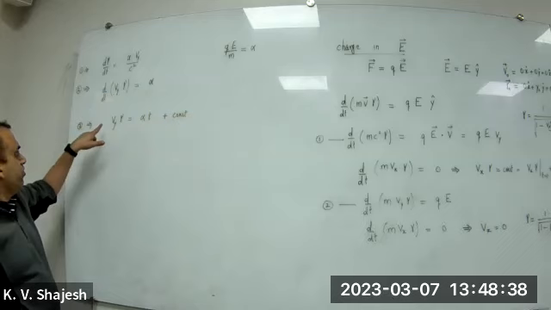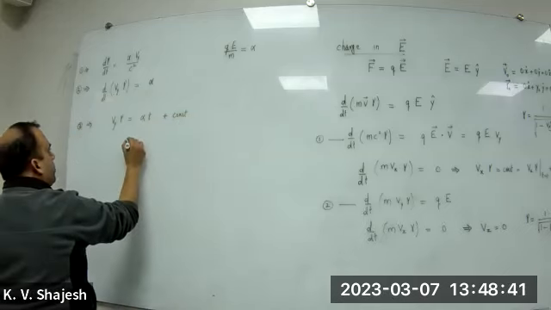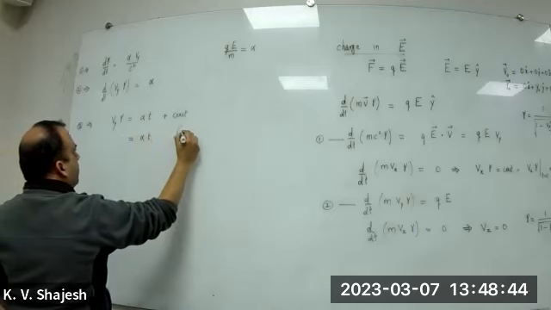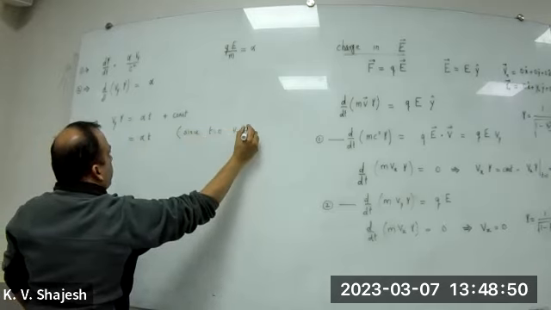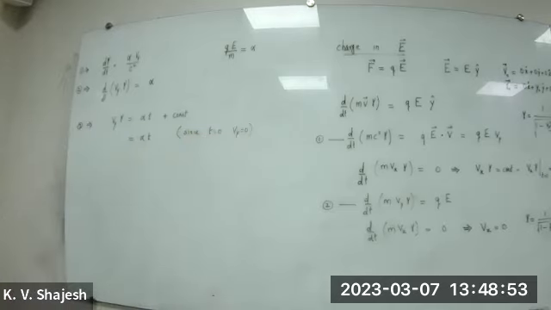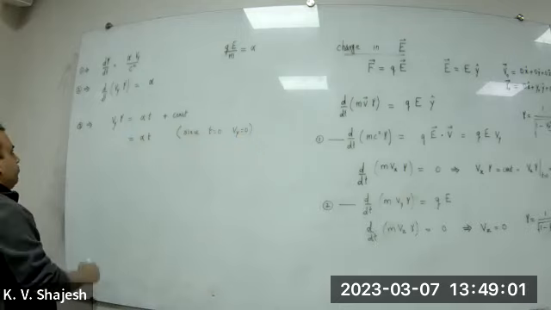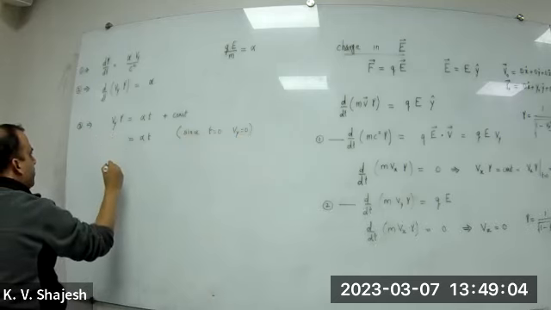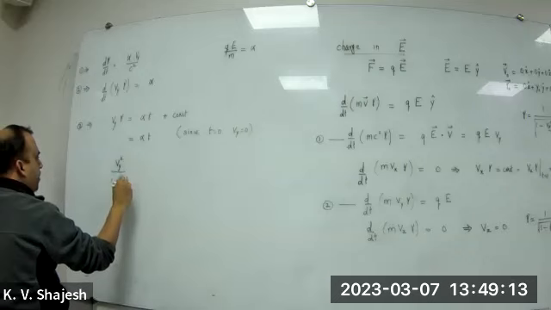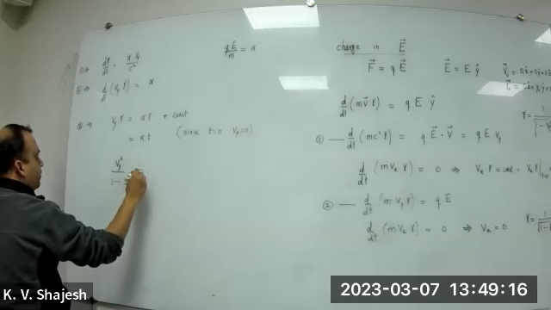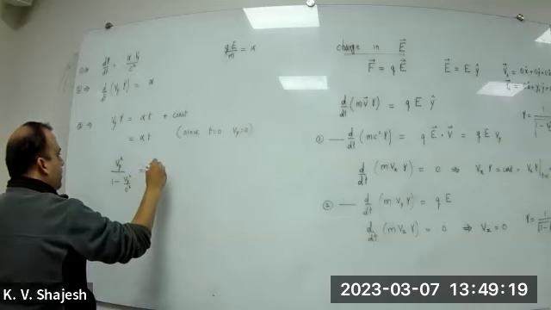At t equal to 0, Vy is equal to 0. That's equal to alpha times t, since t equal to 0 implies Vy is equal to 0. Right? So we have a relation like this. Rewrite this equation again: Vy square over 1 minus Vy square over c square is equal to alpha square t square.